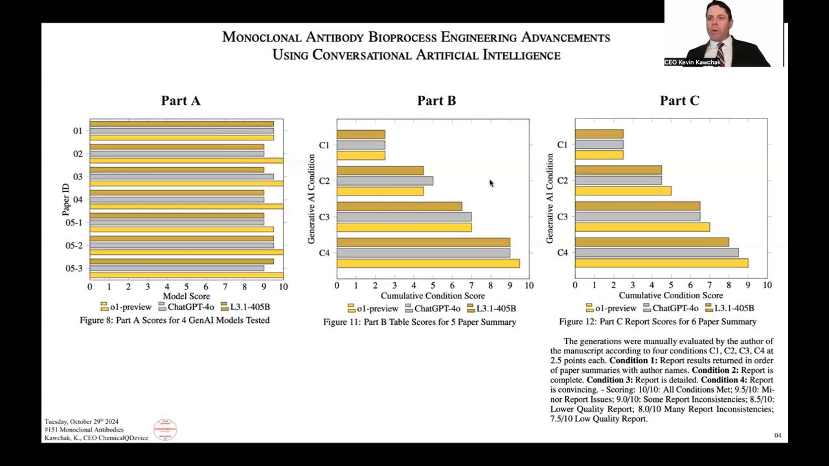So, part B represents tables, and part C is tables with numerical data. Now, I included some of the conditions in the lower right-hand corner here. So condition 1, report results return in an order of paper summaries with authors' names. In other words, however I presented the data, it didn't mix up the order of the authors. Now, number 2, report is complete. Number 3, report is detailed. And number 4, report is convincing.